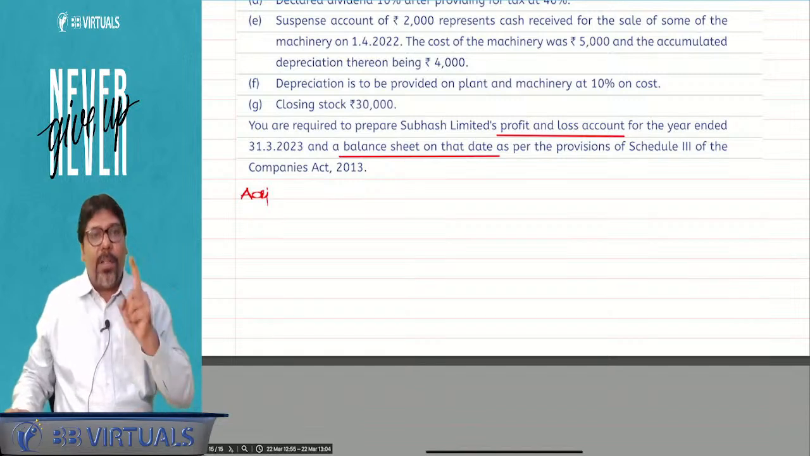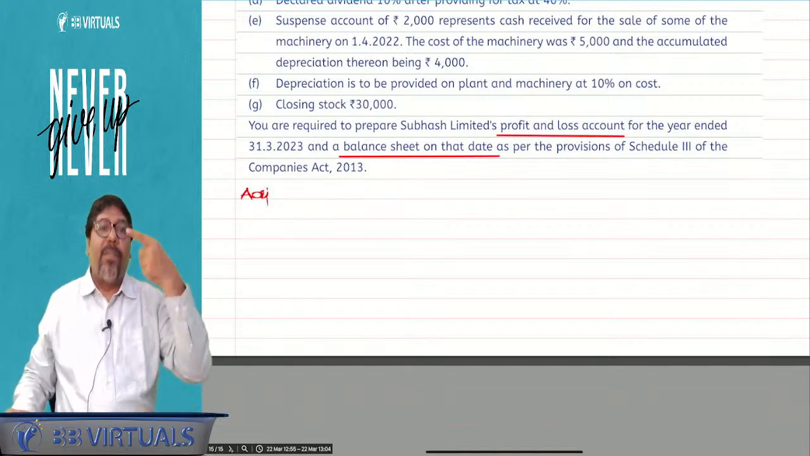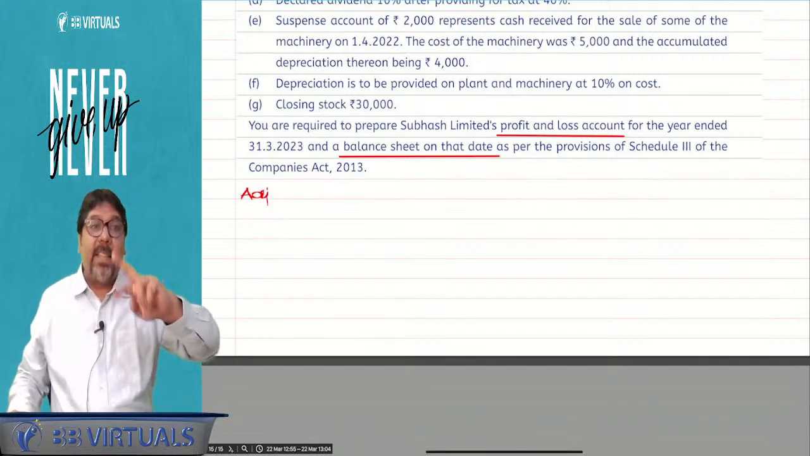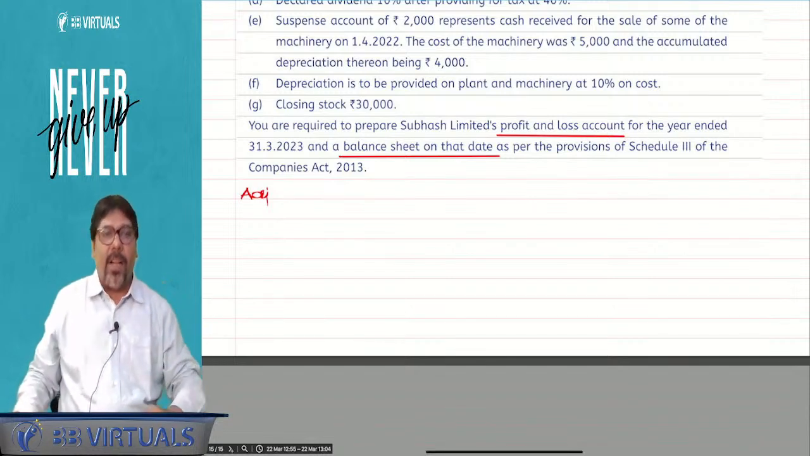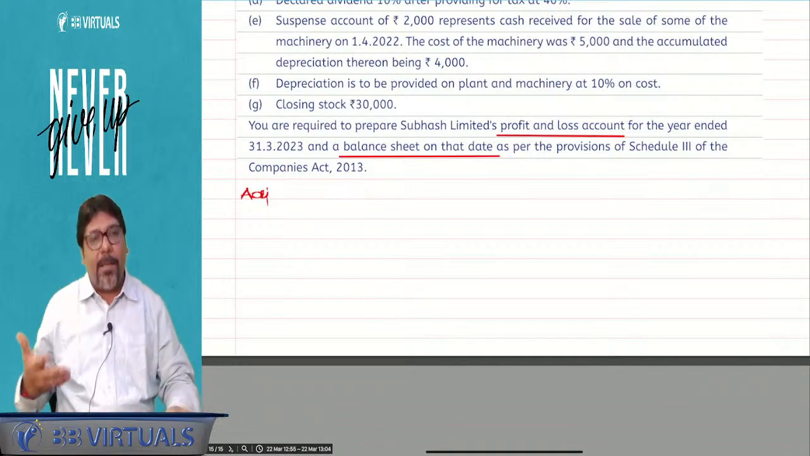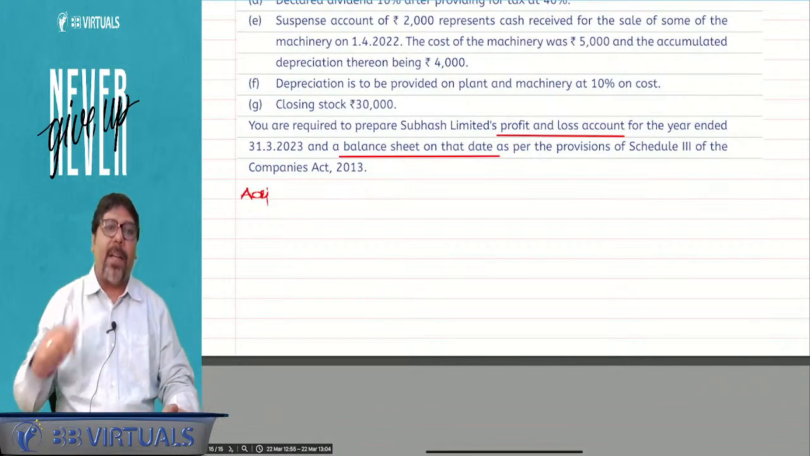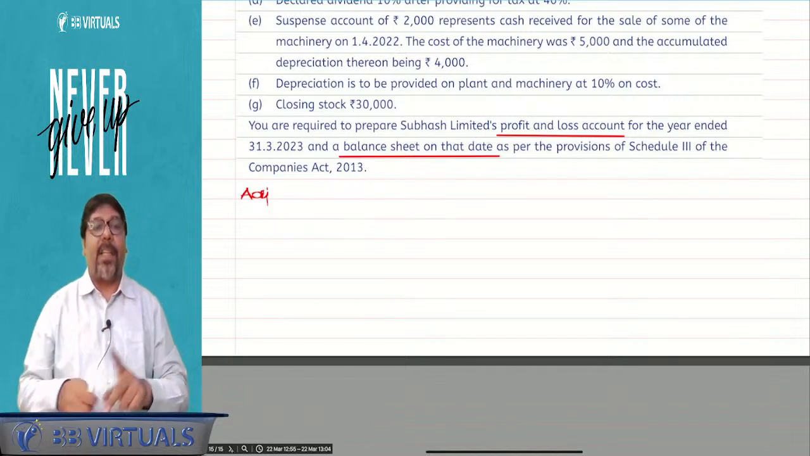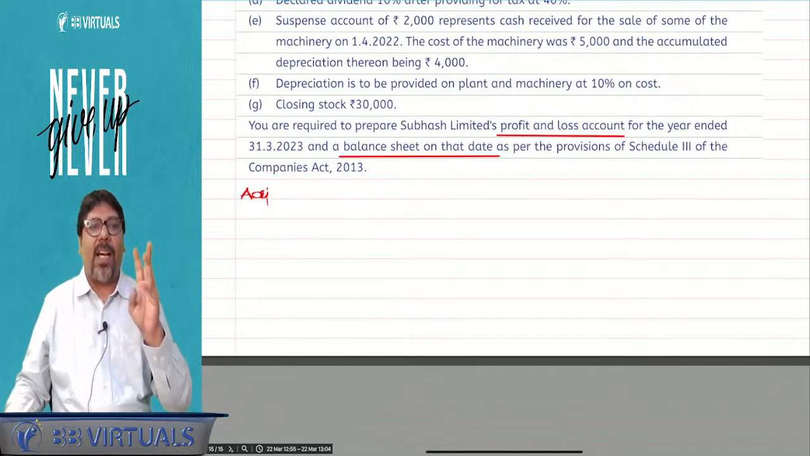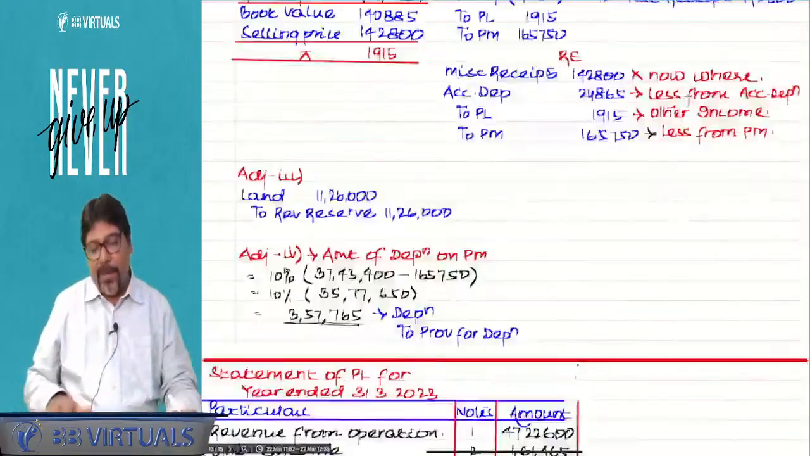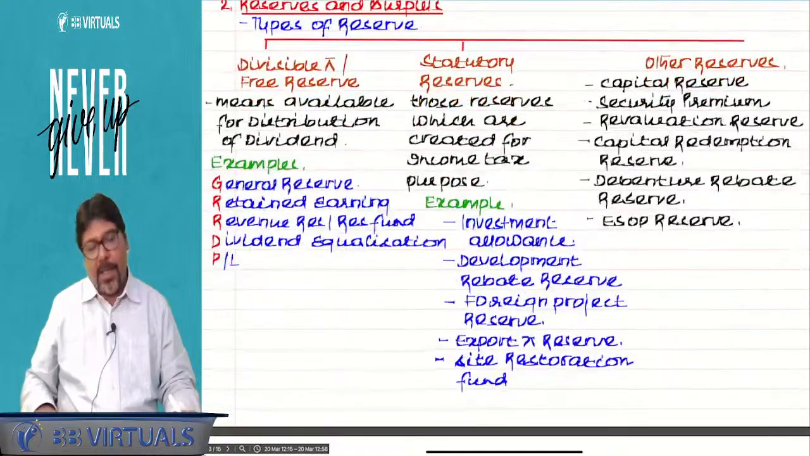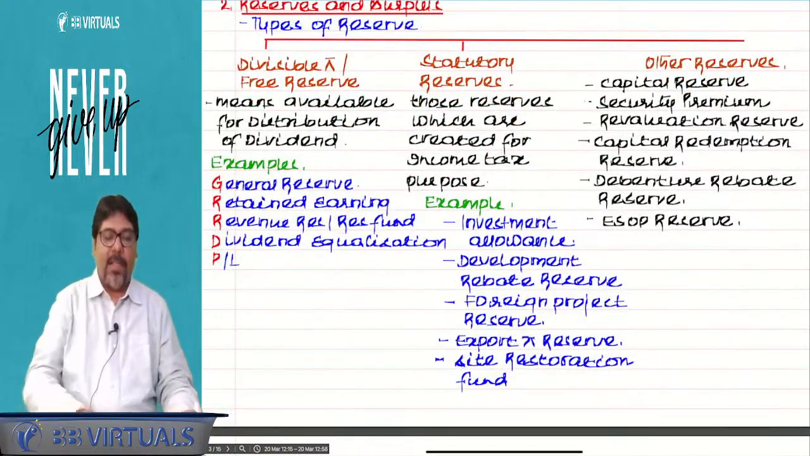Bonus should be given first from capital redemption reserve, what you studied in foundation. Second from security premium. If security premium is not there, then capital reserve. If capital reserve is not there, then divisible profits. And divisible profits means GRRDP. You remember? GRRDP.